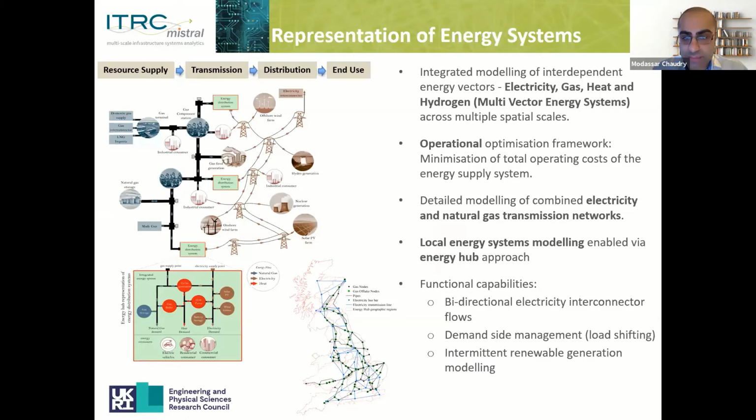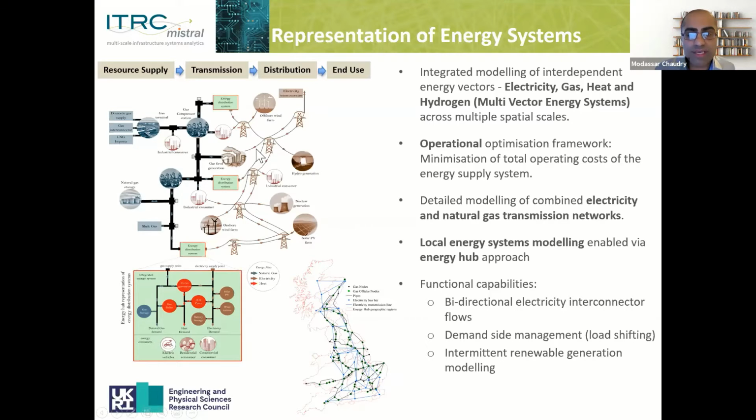In terms of the energy supply model, we have a whole energy systems model, which includes characterization of energy supply systems at both transmission and distribution scales and across multiple energy vectors. The model performs operational optimization, where operating costs of the entire energy system are minimized. The diagram on the left illustrates that we have modeled the transmission system, so this is the natural gas and the electricity networks.